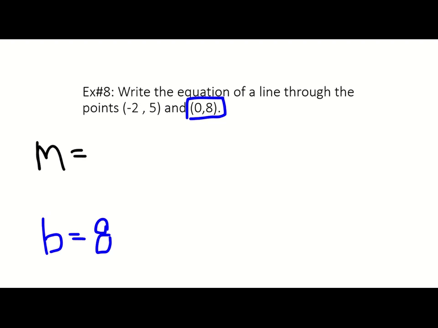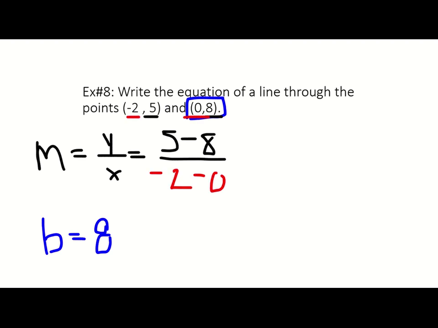Then I'm going to figure out my slope of the line by calculating y over x. So I'm going to subtract my y values, 5 minus 8. And then I'm going to subtract my x values, negative 2 minus 0.